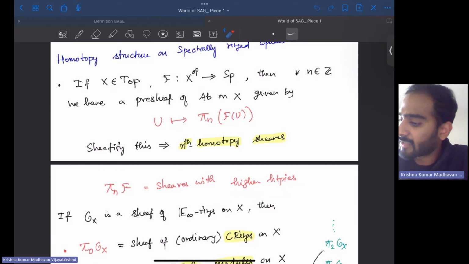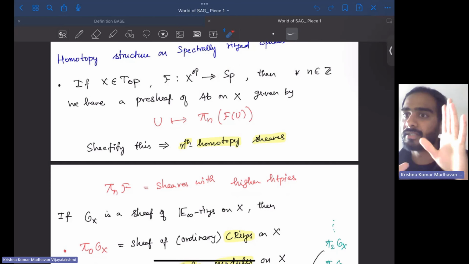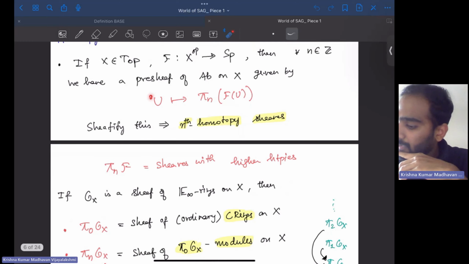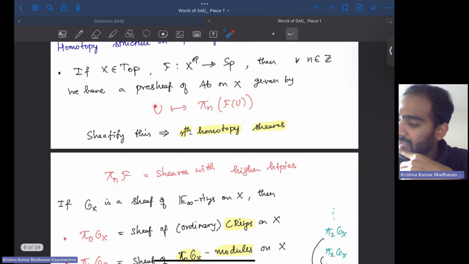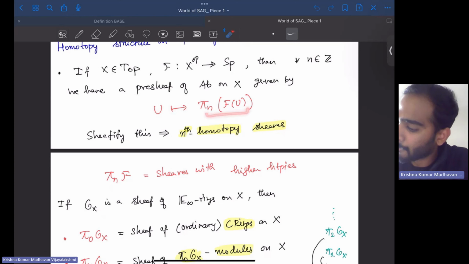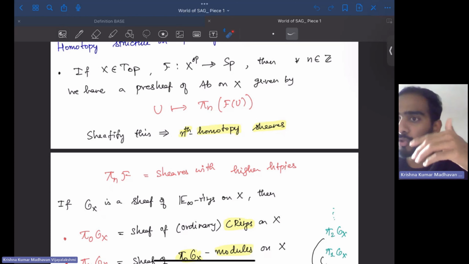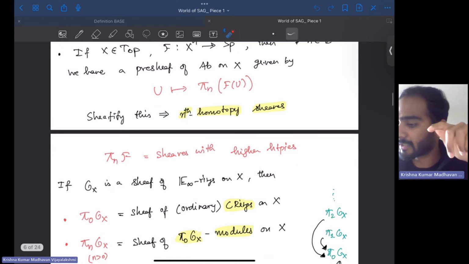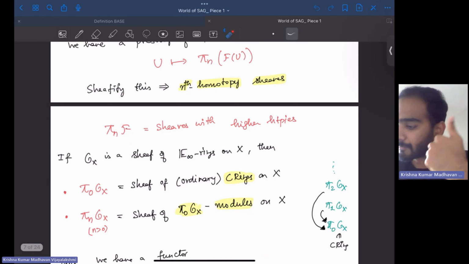So you have a topological space and you have a sheaf taking values in spectra. We have defined what a spectrum is. And an E infinity ring is a full subcategory of spectra spanned by these very nice objects which are commutative. So once we have this sheaf, we build this pre-sheaf by sending any open set U to π_n of F(U). So F(U) takes values in spectra, and we have seen how to compute homotopy groups of a spectrum. So just use that spectral computation to have this nth homotopy sheaf, which is the sheafification of this pre-sheaf, right?